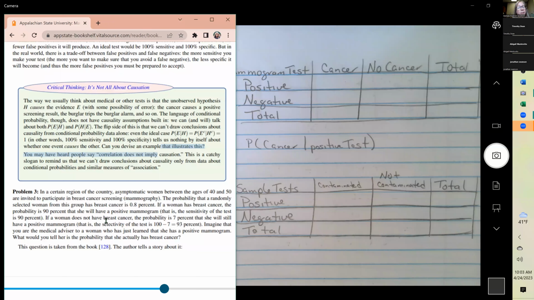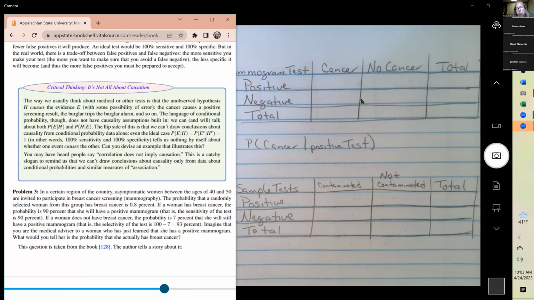If a woman has breast cancer, the probability is 90% that she will have a positive test. That is, the sensitivity of the test is 90%. If a woman does not have breast cancer, the probability is 7% that she will still have a positive test. That is, the specificity of the test is 100 minus 7, or 93%. Imagine that you are the medical advisor to a woman who has learned she has a positive test.